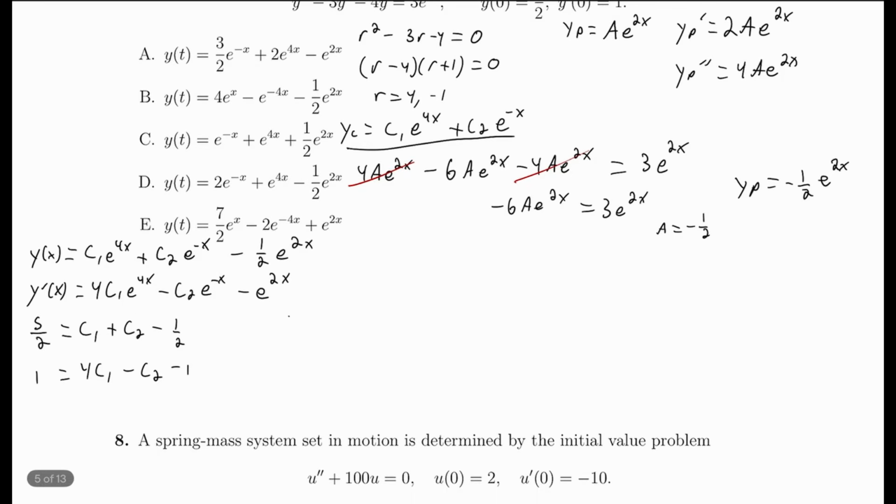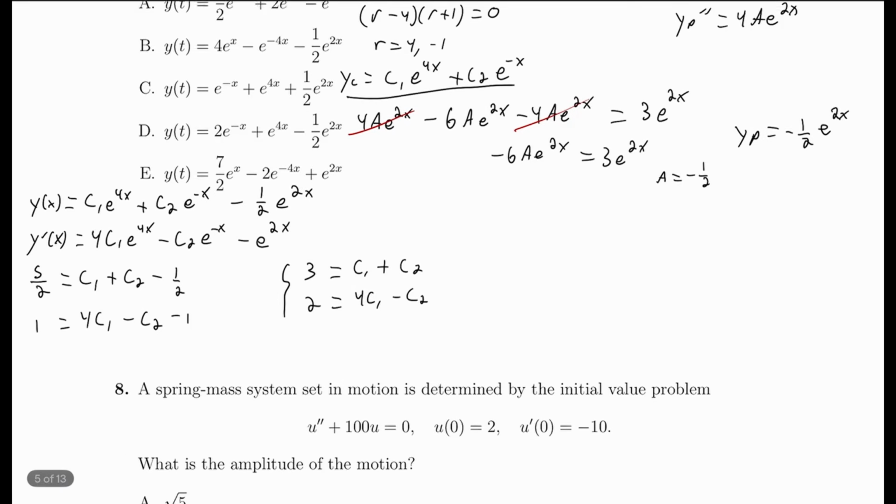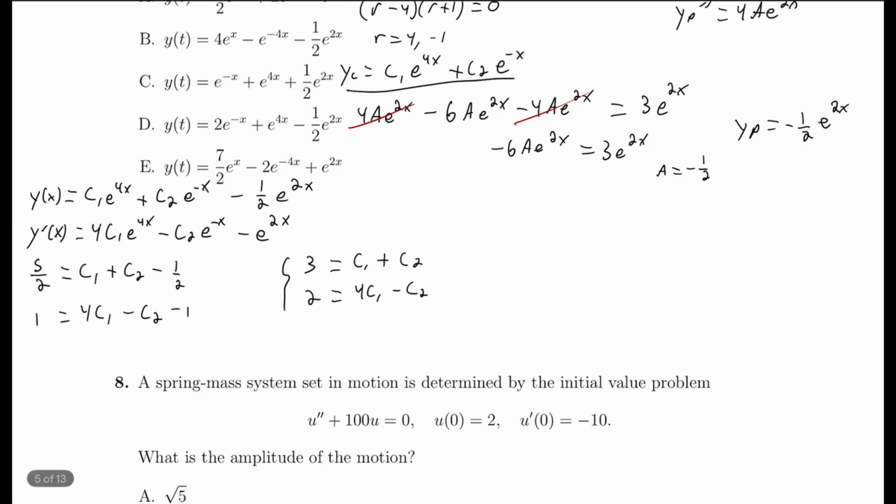So what we have here when we rewrite our system is 6/2, that's just 3, is equal to c1 plus c2. And then this will become 2 is equal to 4c1 minus c2. Go ahead and solve this however you want. I'll just add these together and get 5 is equal to 5c1 plus 0. So c1 is equal to 1. If we plug that back into our first equation, we'll see that c2 has to be equal to 2.